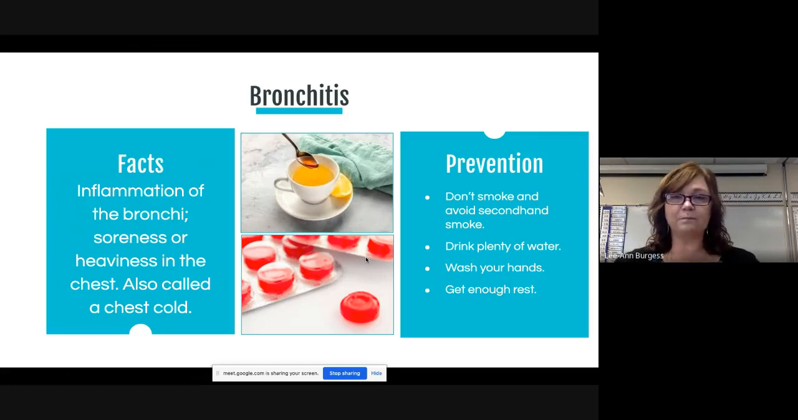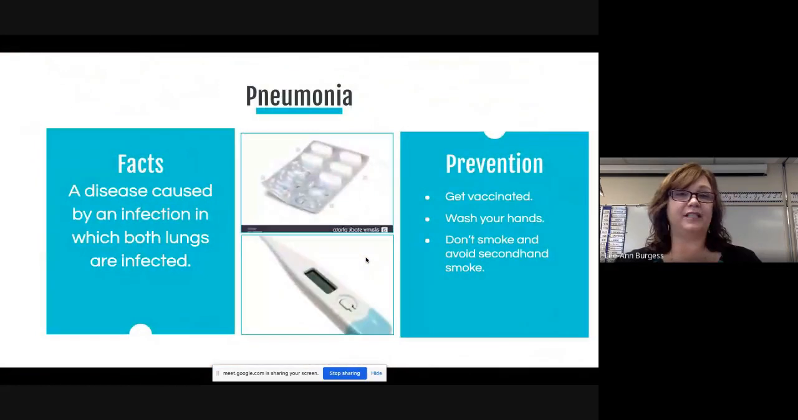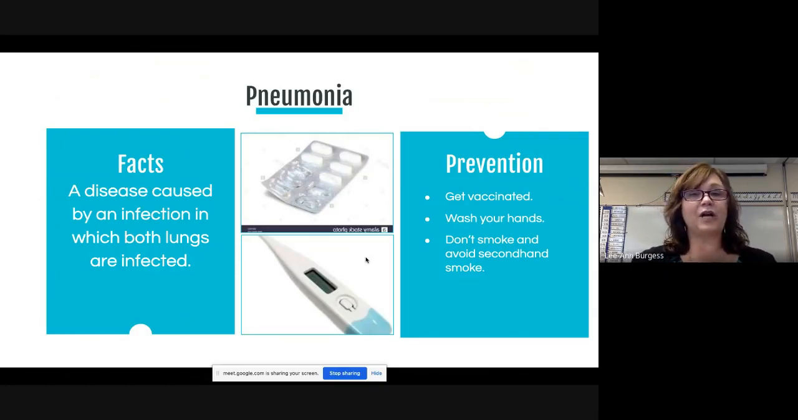Okay, so that was number 4. Number 1 was the common cold. Number 2 was asthma. Number 3 was laryngitis. Number 4 was bronchitis. Number 5, pneumonia. So pneumonia can happen in adults and in children, and pneumonia is a disease caused by an infection in which both lungs are infected. So when your lungs have an infection, they cannot expand and contract as effectively, which means less oxygen for you, which makes you very tired, and it makes it difficult for your body to fight off this infection.